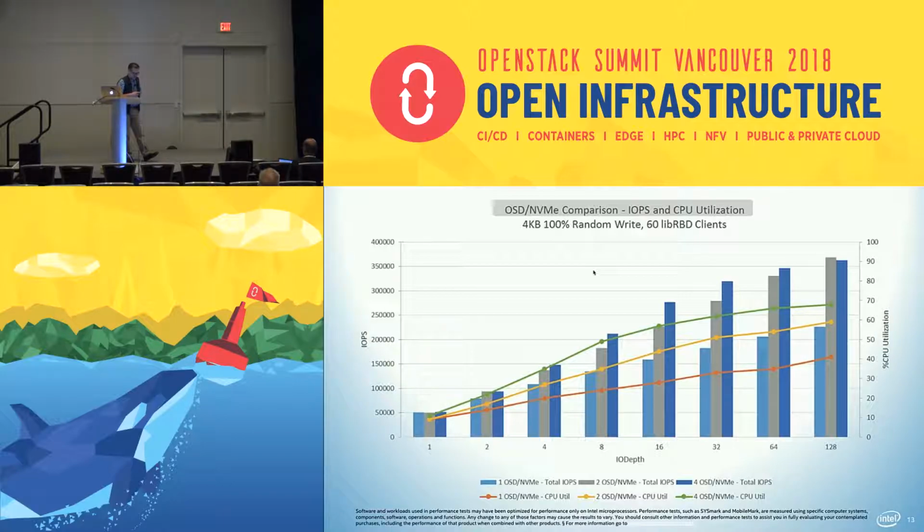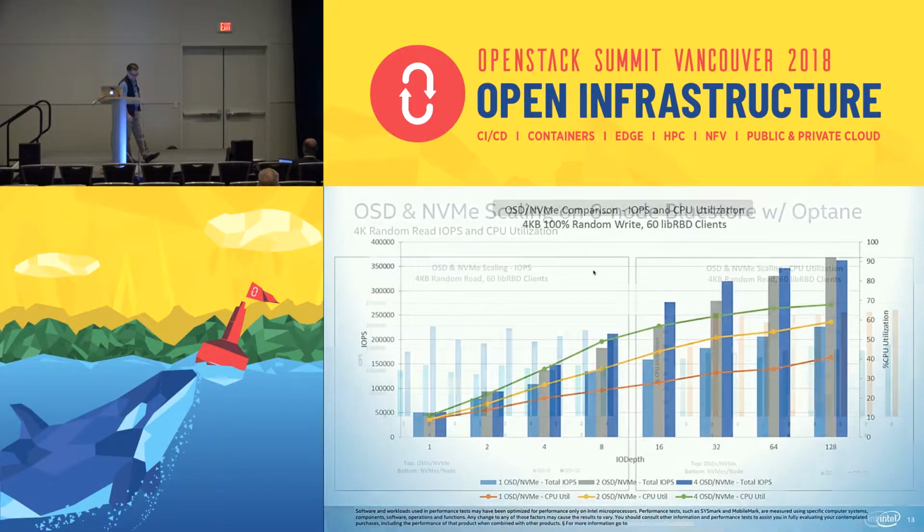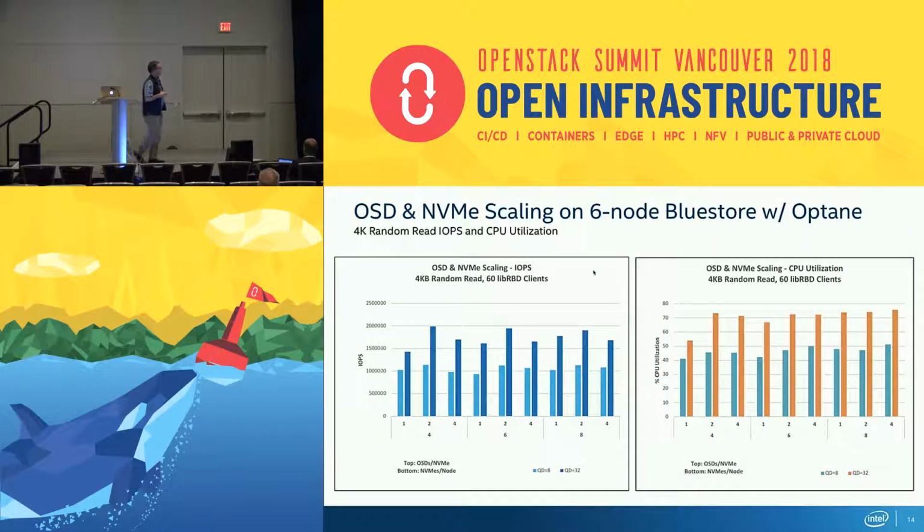CPU utilization goes up to 70% at the 4. So as you go to more OSDs, you're consuming more CPU. That middle ground is a pretty nice sweet spot right in there. And then if we break it down, we start looking at things like our 4K random reads and CPU utilization and compare those, and look at our IOPS. Pay attention to the middle there.